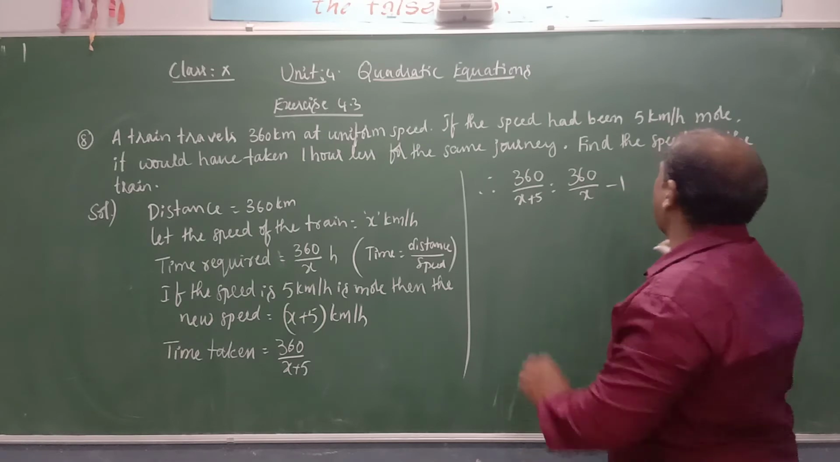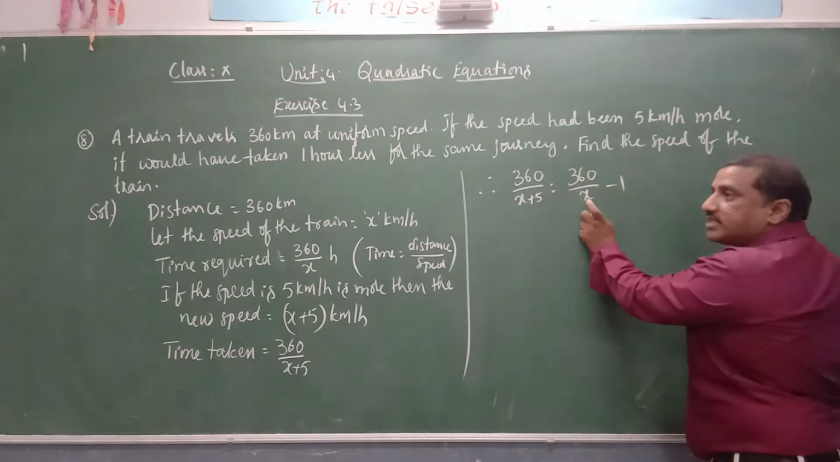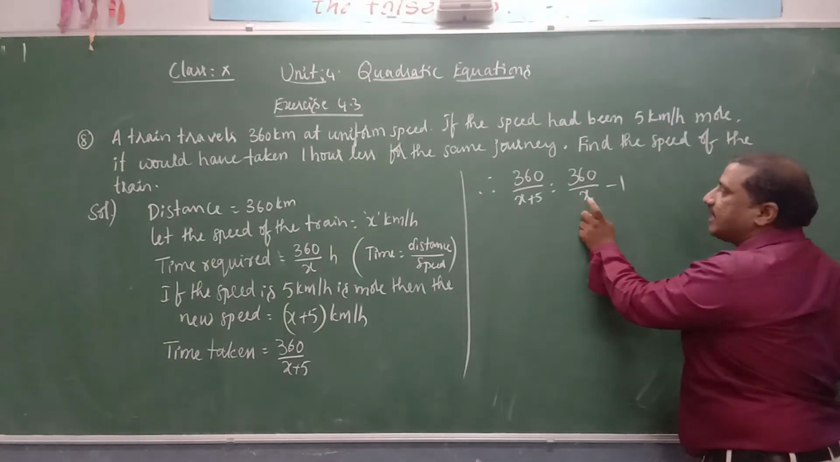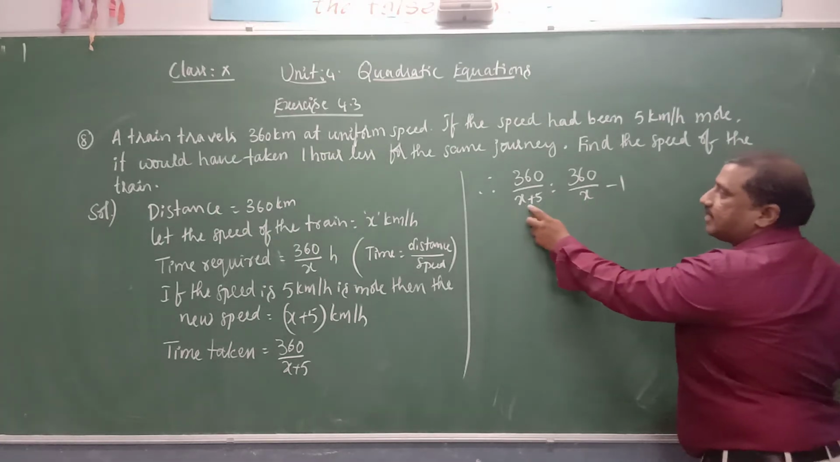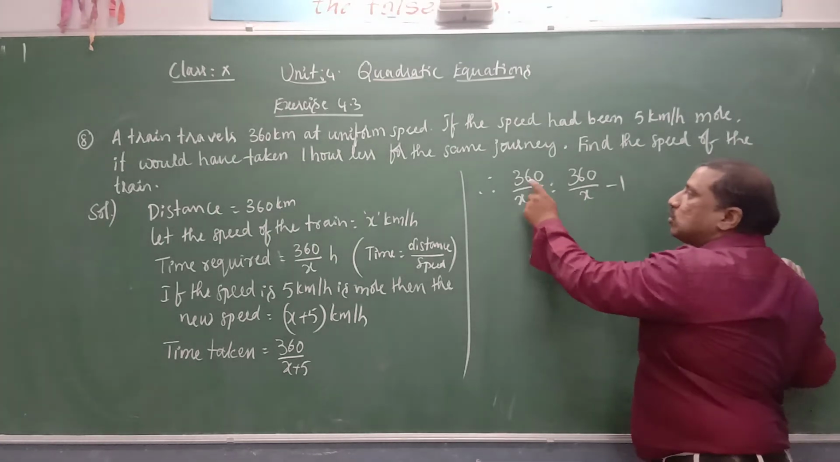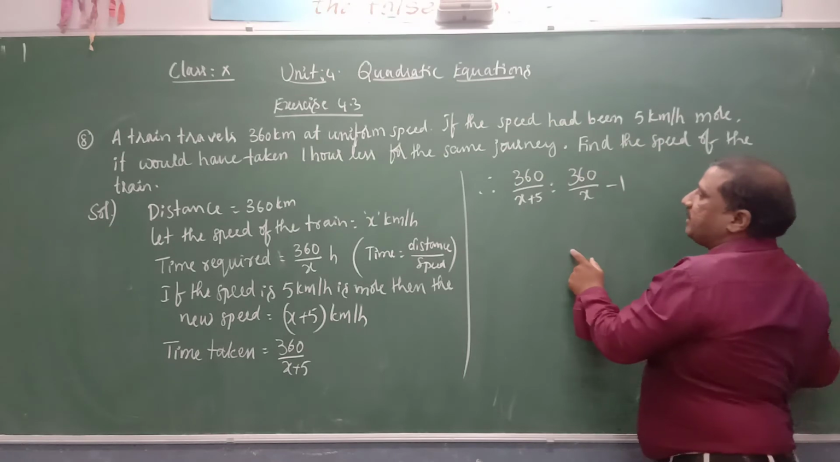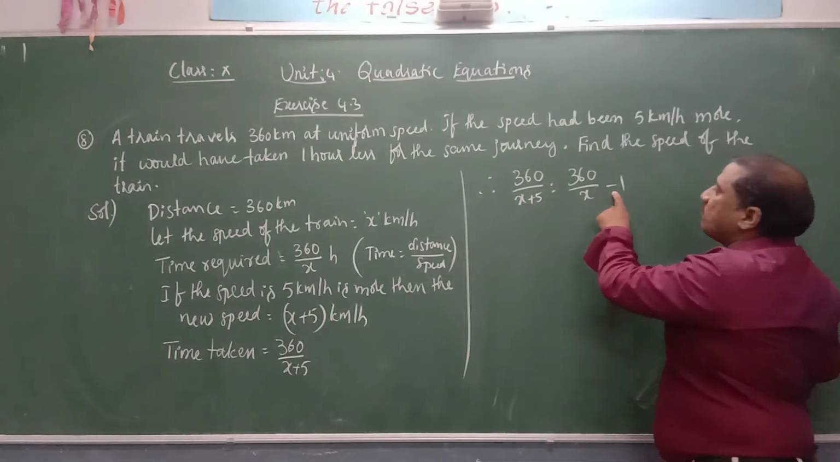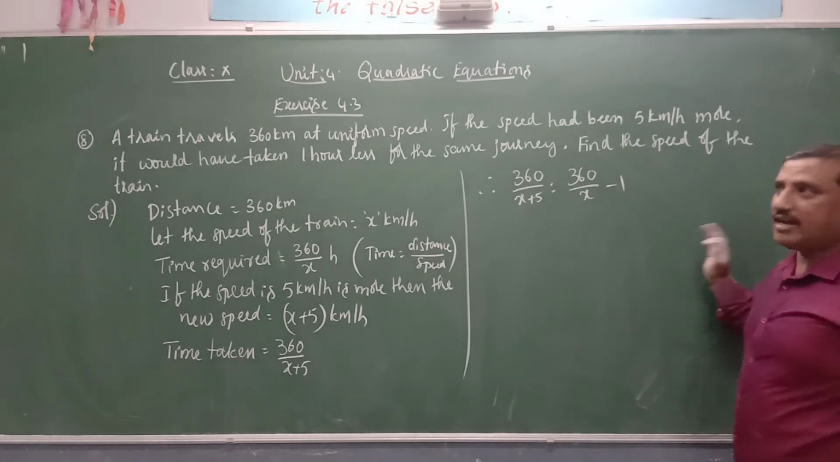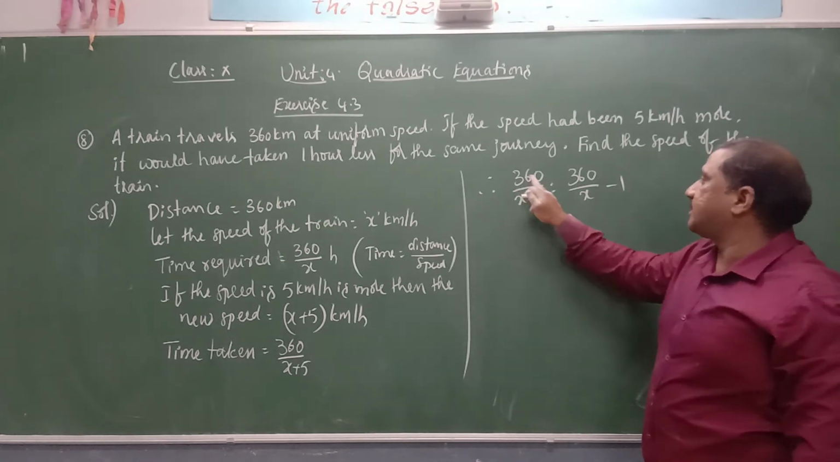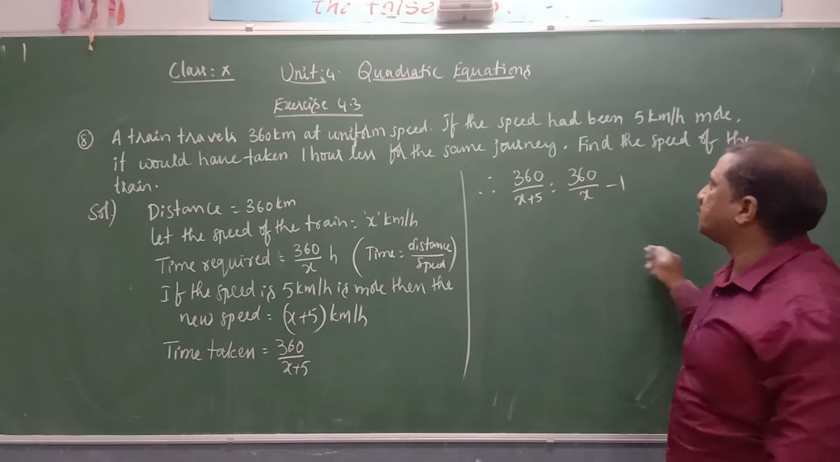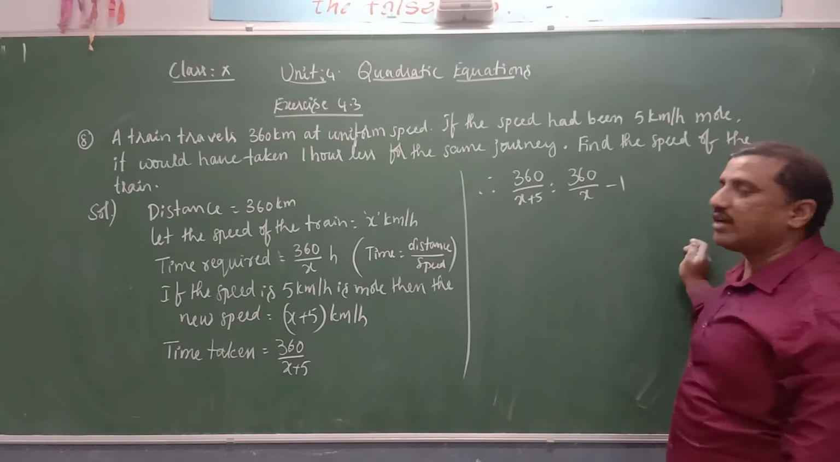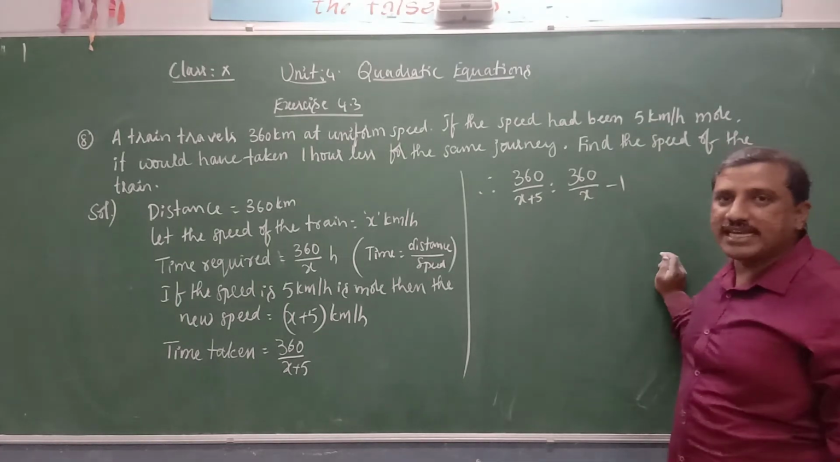What is 360 by x? It is the original time taken, if the train moves with x kilometer per hour. This is the time taken by the same train to cover the same distance, 360 kilometers. If it moves with 5 kilometers more, it is taking 1 hour less. Therefore, 360 divided by x plus 5 is equals to 360 by x minus 1. We need to simplify this equation.